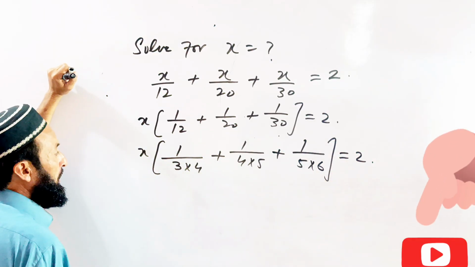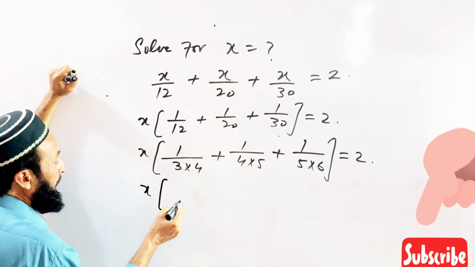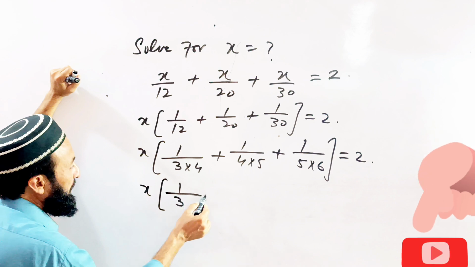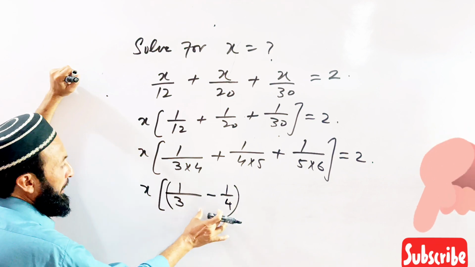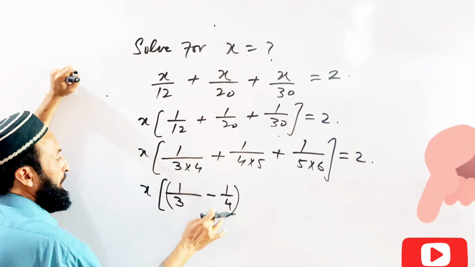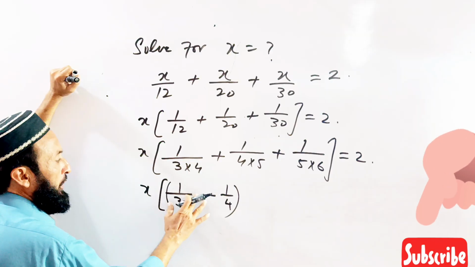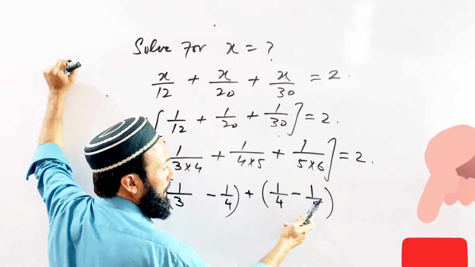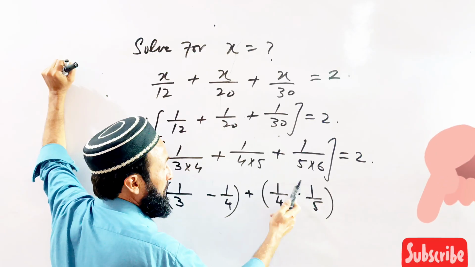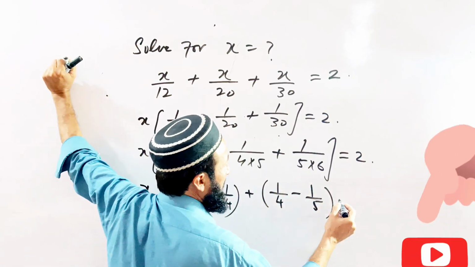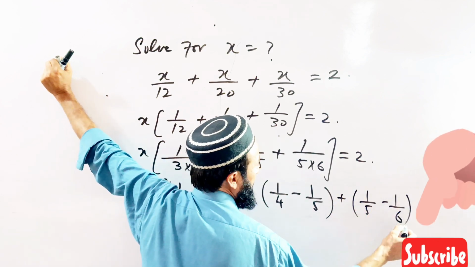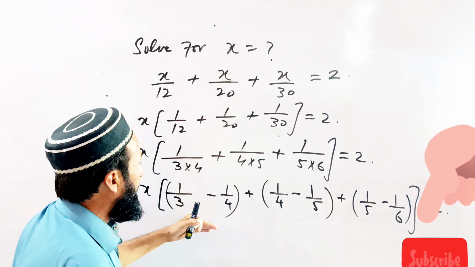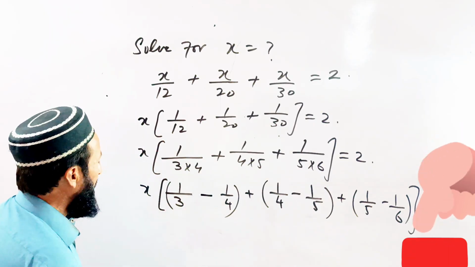Now according to the property of fractions, where the denominator is in product form, we change it to the form 1/3 - 1/4. Taking the LCM, we get 12, and 4 minus 3 gives 1, so 1/12 is the same term. Similarly, 1/(4×5) becomes 1/4 - 1/5; taking the LCM 20, 5 minus 4 gives 1/20, the same term. Similarly, we use 1/5 - 1/6, with the same property of the product term in the denominator.